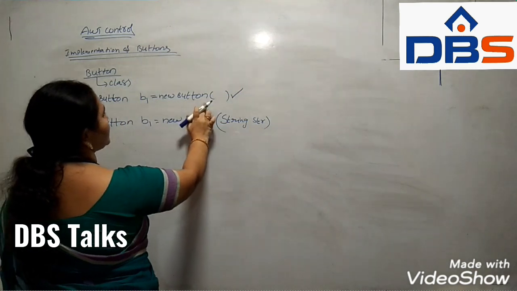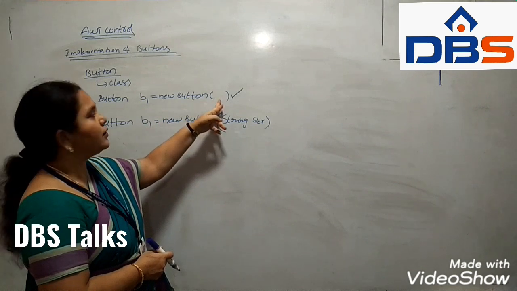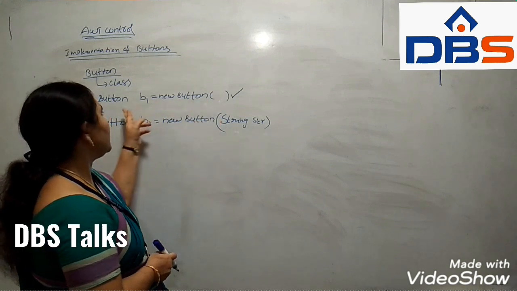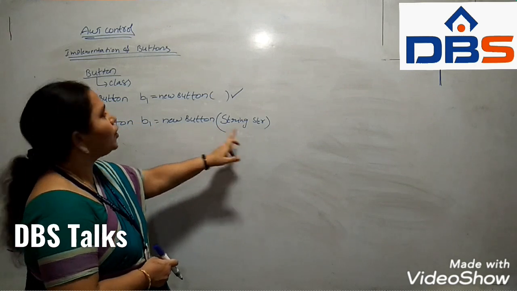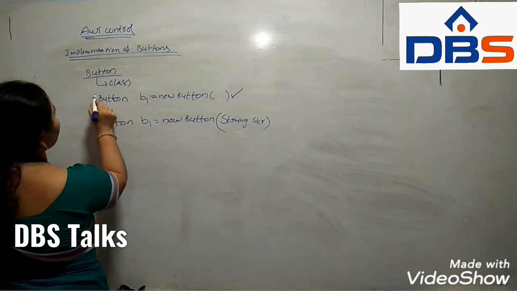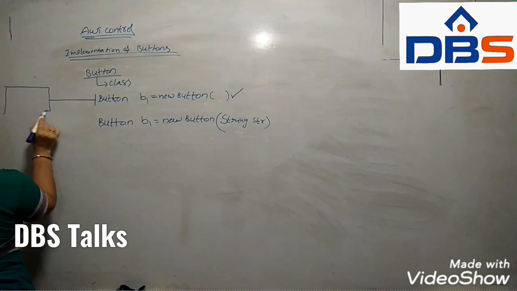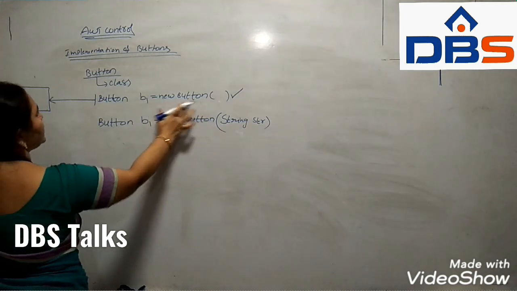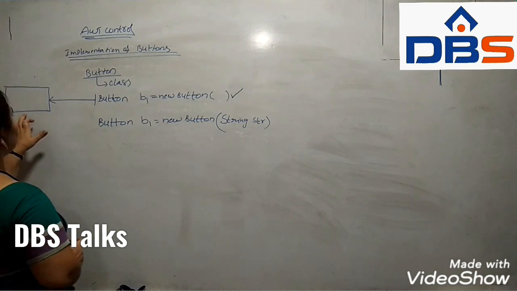This instruction is without arguments, or without parameters. There is no text here, which means we are not passing any arguments. Here we are passing some string or some text. By using the first instruction, only a button will be created.